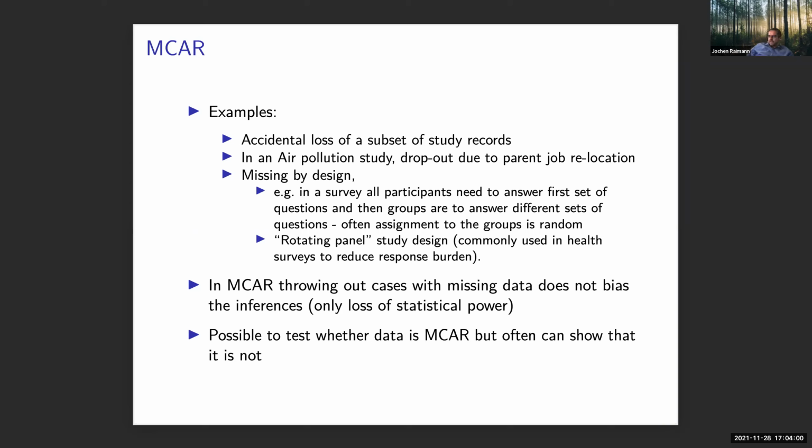Missing by design is the last listed example here. That could be, for example, that assignment to groups is random, and then these groups are to answer different sets of questions, and then the groups per se may have dropped out. So from that end, you're trying to kind of make it easier to overcome.